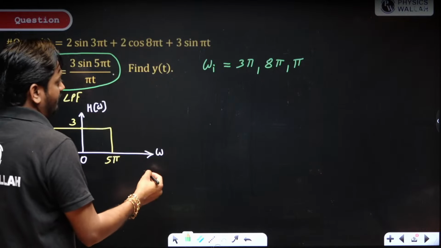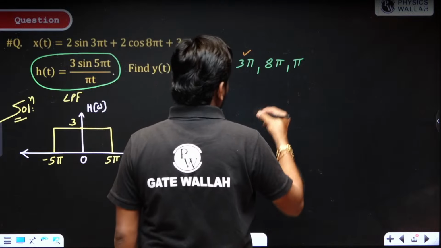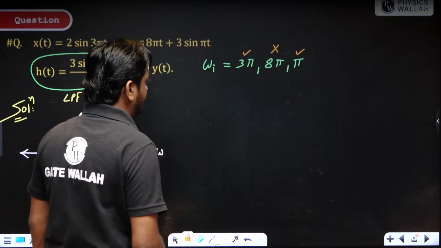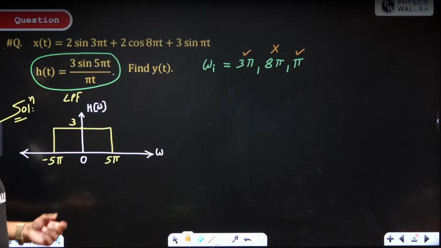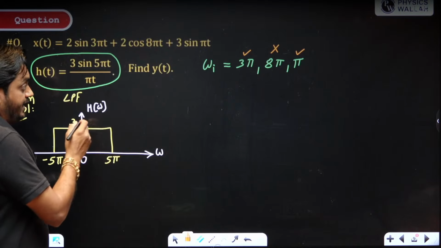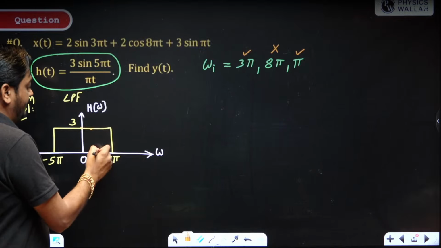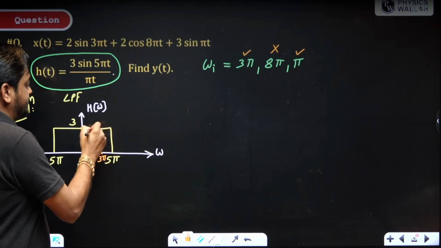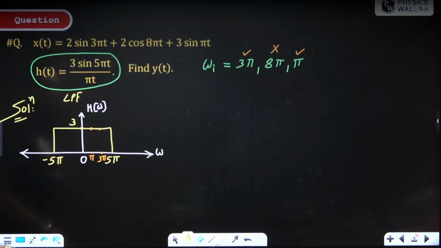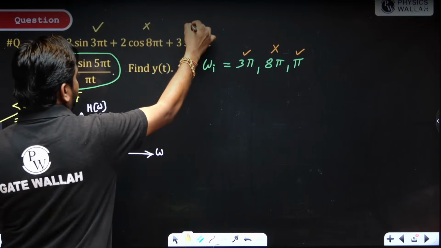So here 8 pi will be rejected, 3 pi will pass through the low pass filter, and pi will pass through the low pass filter. The terms that are passing through the low pass filter, you have to multiply by 3. Gain corresponding to pi is 3 and gain corresponding to 3 pi is also 3, guys. So you have to multiply 3 with the terms that are passing through the low pass filter. This is passing, this will be rejected, and this is also passing.